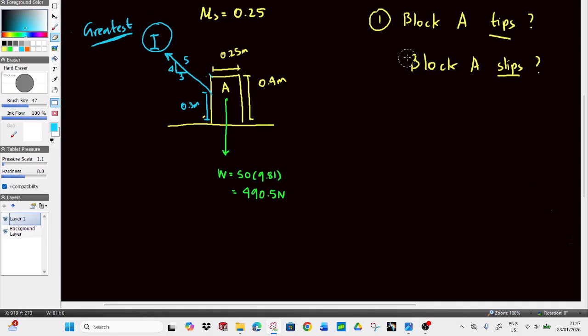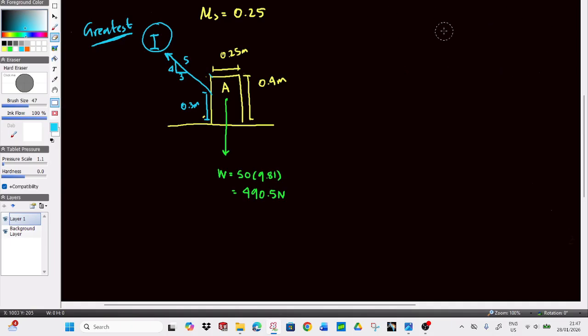Okay, so let's take assumption number one, where block A will tip. Okay, how do we do that if block A tips? So assumption number one, block A tips. So first and foremost, whenever we have a block that's on the surface, it will have a normal force. And since we have the tension that's pulling the cable, the block has a tendency to go in this direction. So I'll write this down as NR, just to make it clear. You'll have a frictional force that will act opposite to it, in this direction. I'll be calling it F.